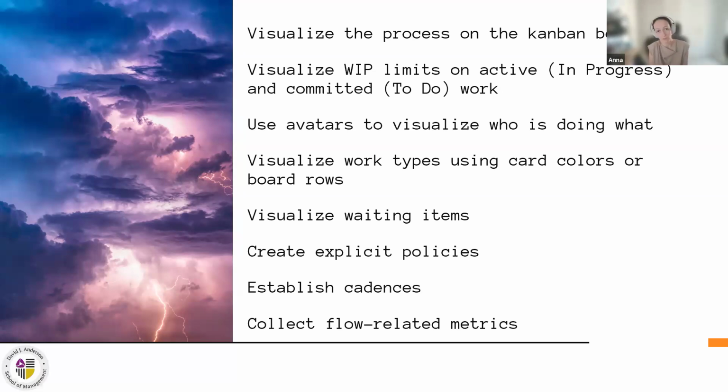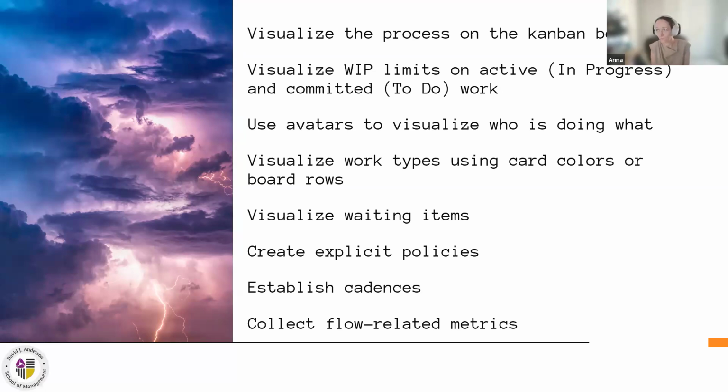Visualize work in progress limits wherever possible. And it applies to both this in progress and also to do or next to do or ready to commit. So try to visualize work in progress limits wherever you are in your process. I use avatars to visualize who is doing what. It's always helpful. It helps with having explicit information about where the work is, who is working on it, who you can ask for information if you don't know that.